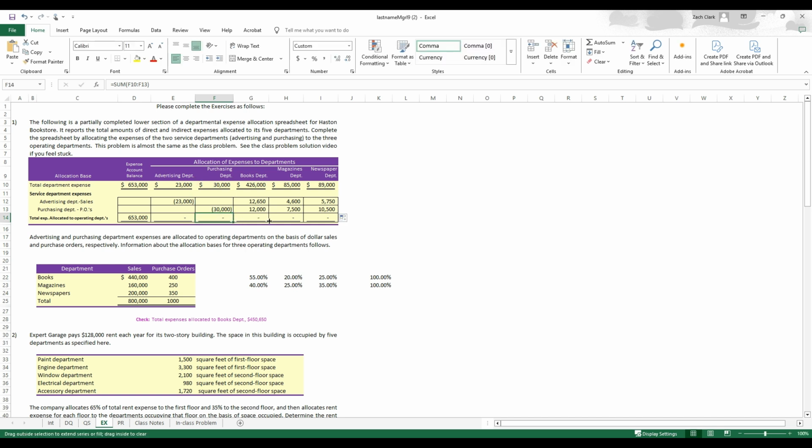Okay, and then this is our formula. Our new departmental totals for expenses become 450, 97, and 105. But as you can see, if we sum these all up, just like we did here, it started at 653, it ends at 653. So all we've done, we haven't changed the amounts at all. We've just zeroed out these two service departments and allocated those expenses out to the specific operating departments.